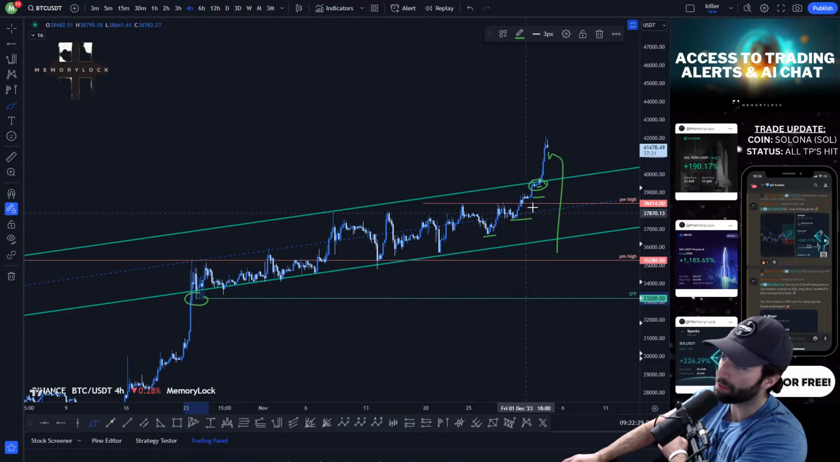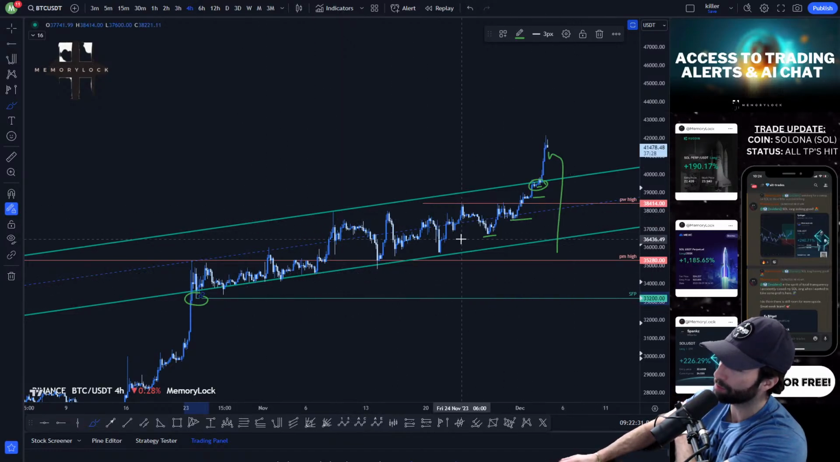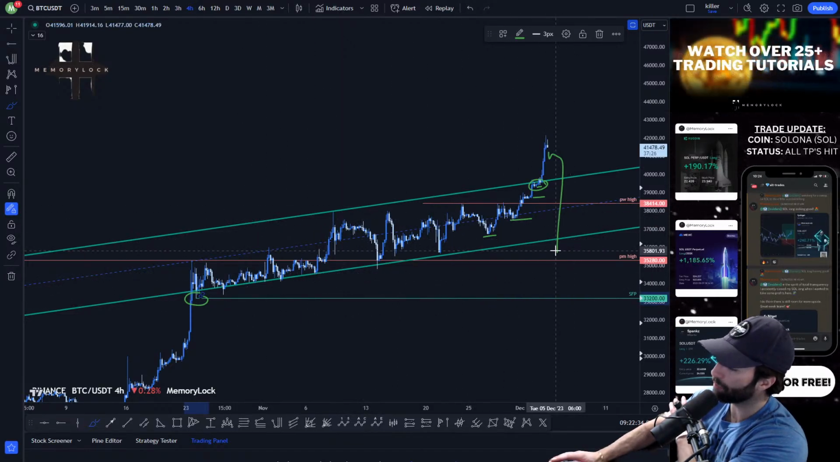So that's the strategy, and that's what I recommend. Just time and time again. Don't overthink it. Keep it simple. This is easy season.